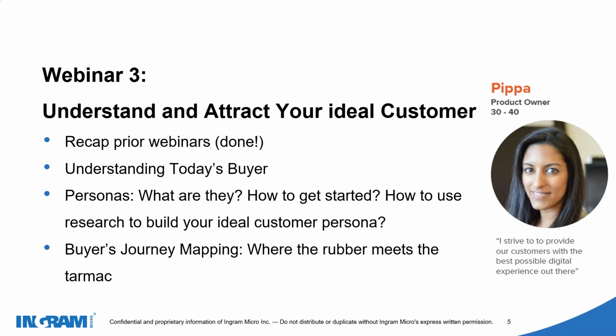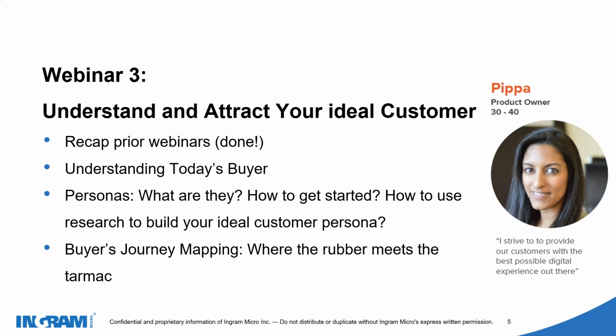Here's the key areas we're going to cover today. We've done a quick recap. We're going to touch base on what today's buyer is expecting and doing, and they're going to help you define your personas. We'll go into the definitions as we go, but this is your ideal customer. Who are they? What are they? How do you get started with writing this persona, and how do you use research to improve it?